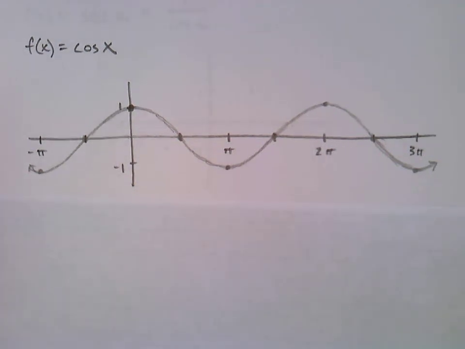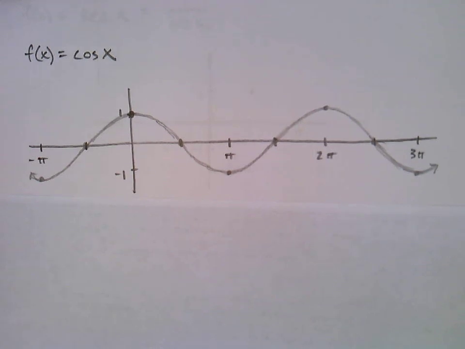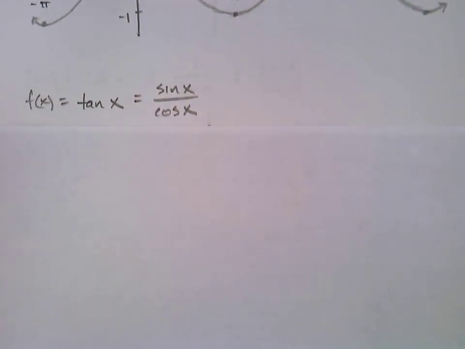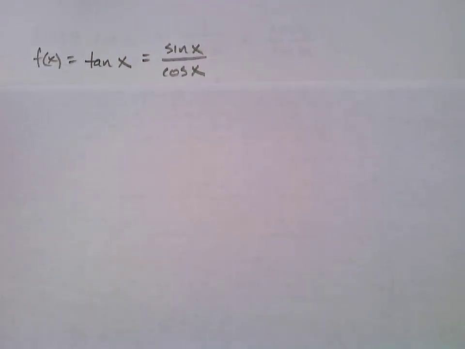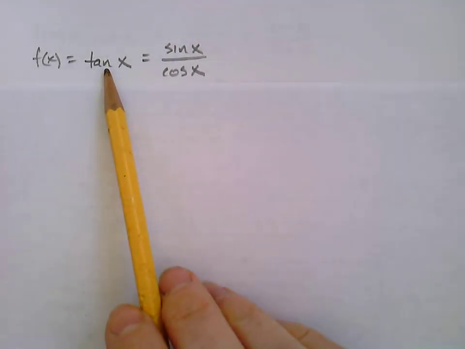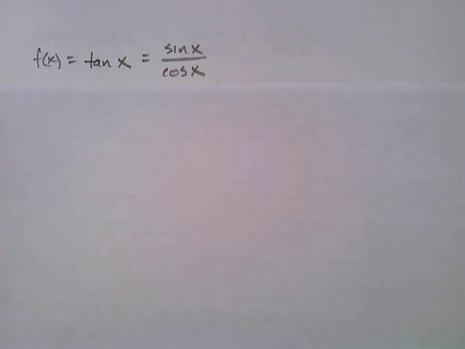Okay, how about tangent of x? I mentioned back at the beginning, the first video in this section, that we could think of tangent of x as the sine of x divided by the cosine of x. That might help us make sense of the graph.